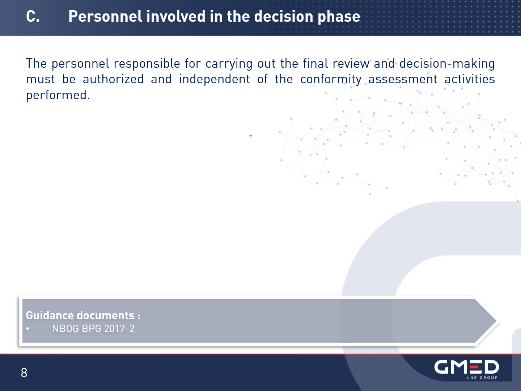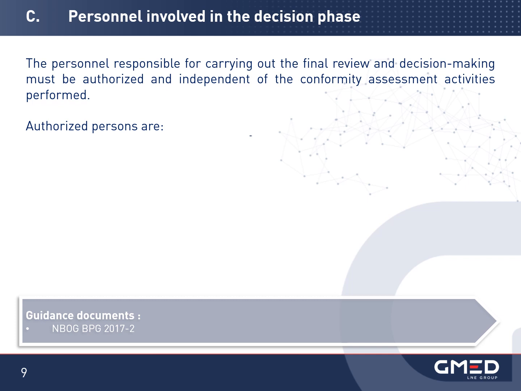In addition to this authorization, the personnel involved in the decision-making phase must be independent of all the conformity assessment activities carried out. In other words, no one who has participated in the assessment of the technical documentation and/or the audit of the manufacturer's quality management system may be involved in the final examination or decision making.